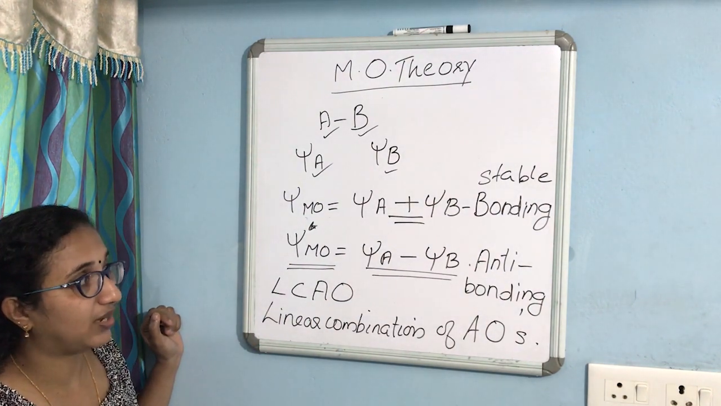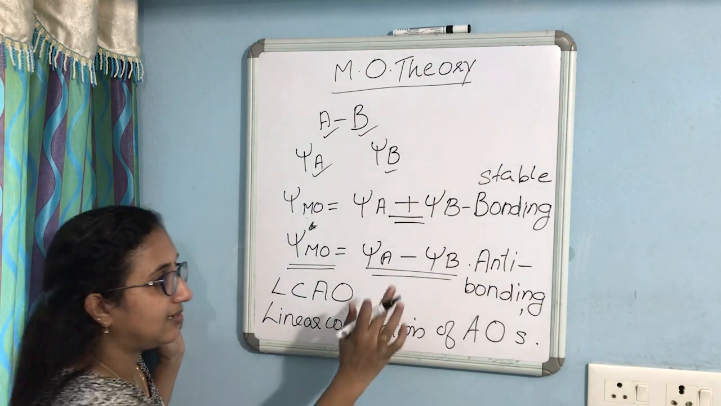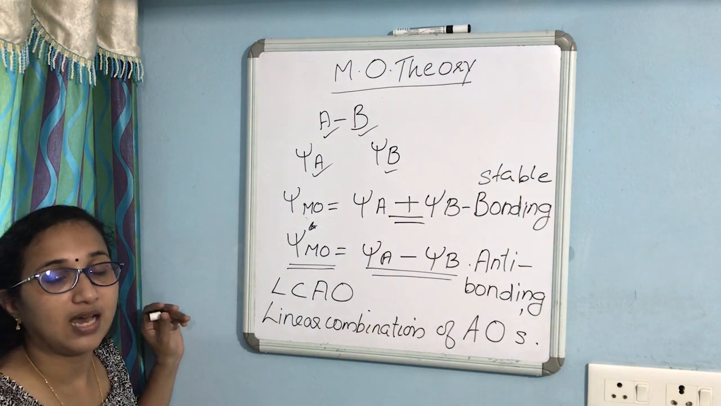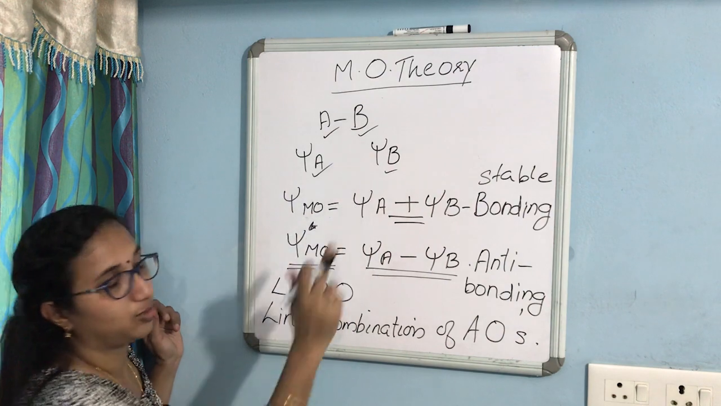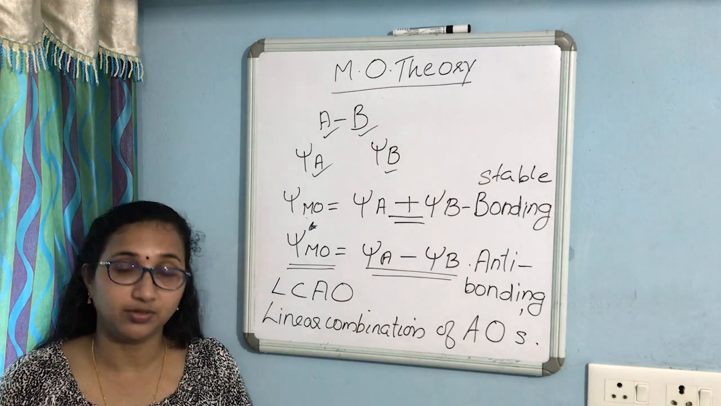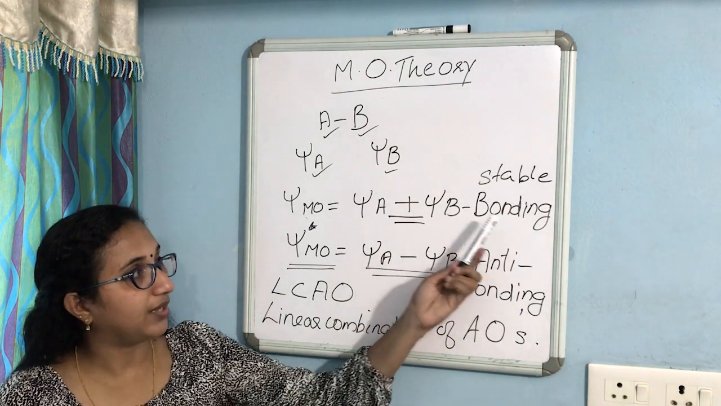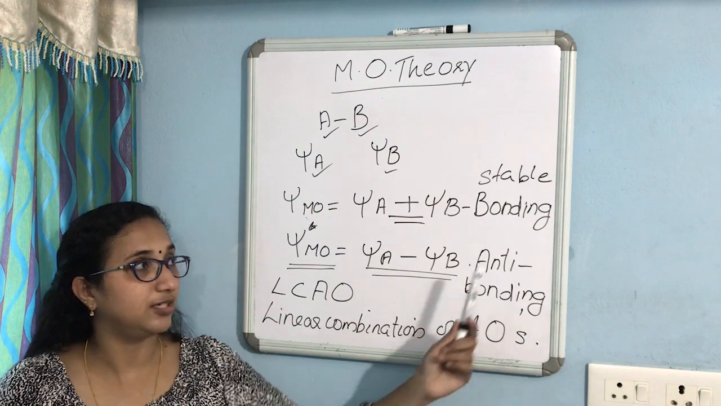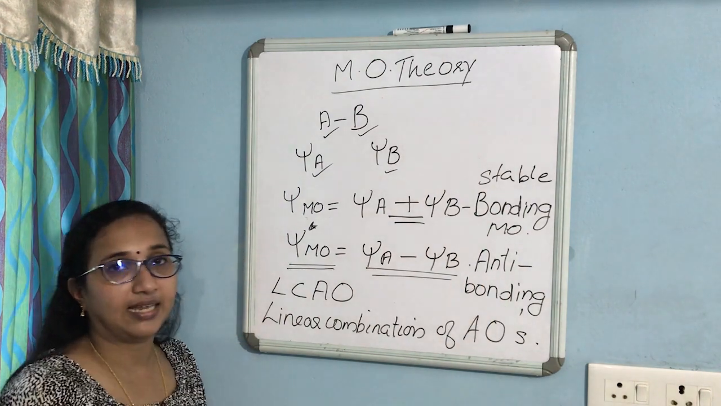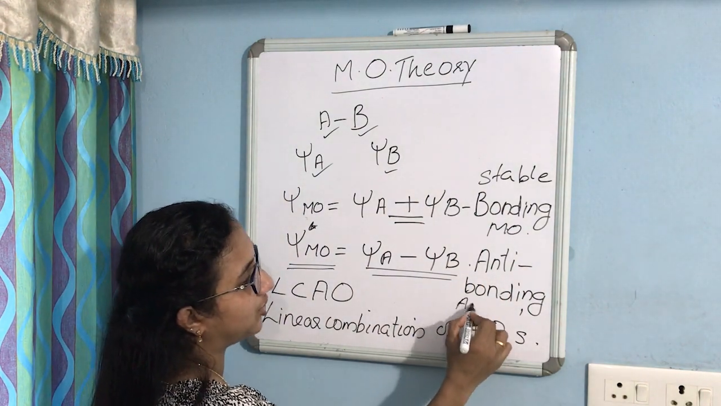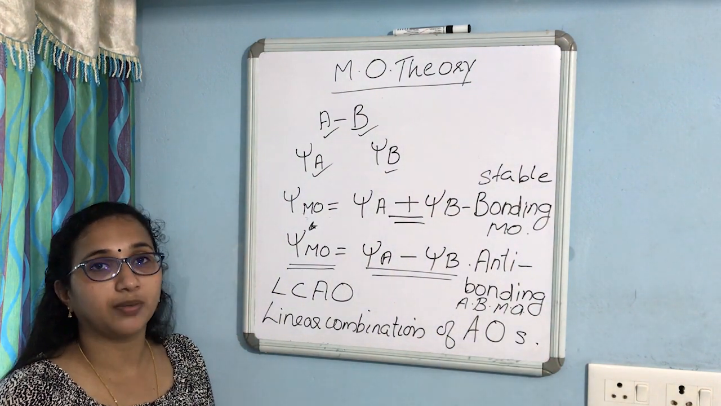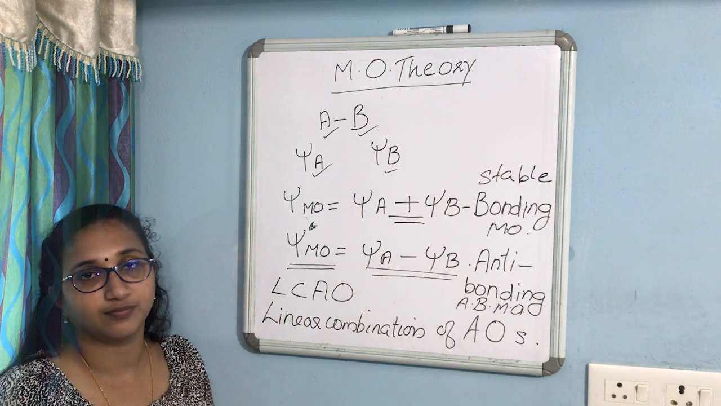So the wave functions are combining out of phase, and hence the resulting molecular orbital, the anti-bonding molecular orbital, will have higher energy than the combining atomic orbitals. So we can generally say two atomic orbitals combine to give two molecular orbitals. One will have lower energy than the atomic orbitals, which is the bonding molecular orbital, and the other one will have higher energy than the atomic orbitals, which is termed the anti-bonding molecular orbital. And this type of combination is called linear combination of atomic orbitals.